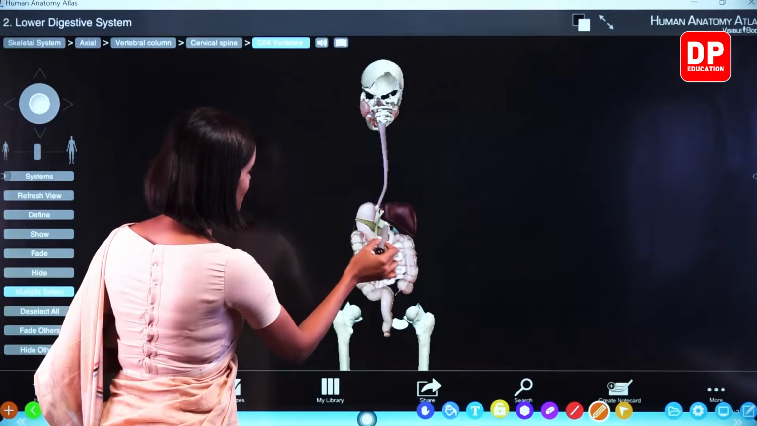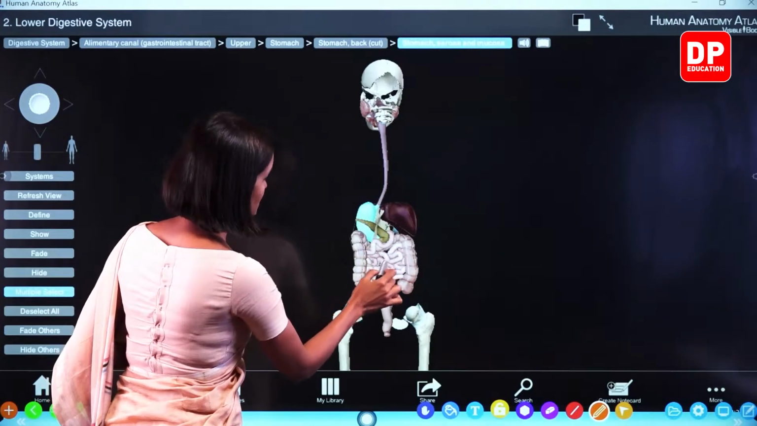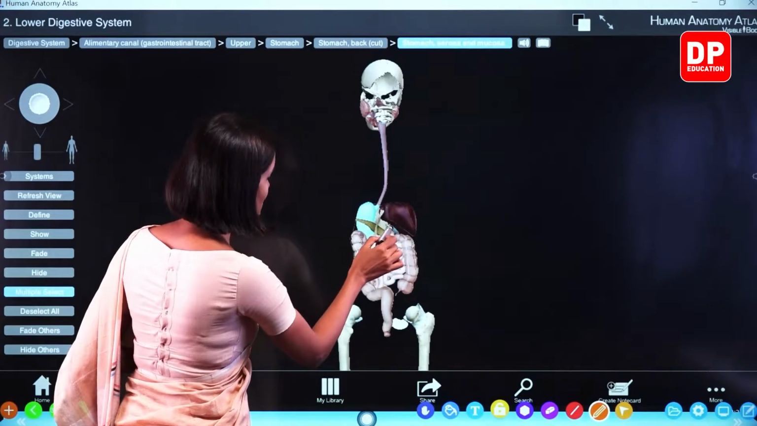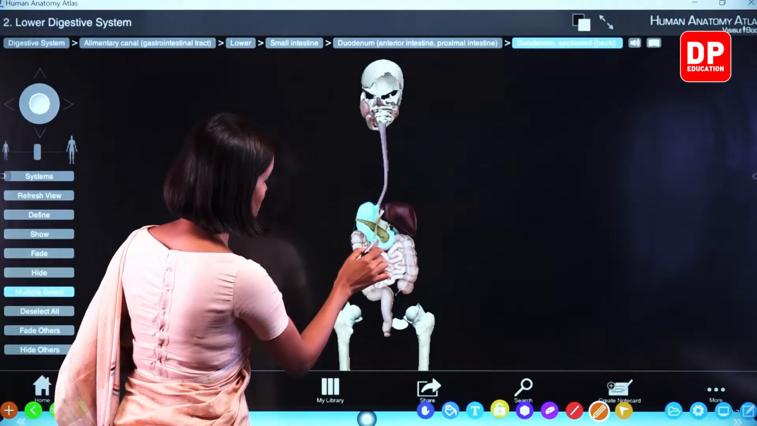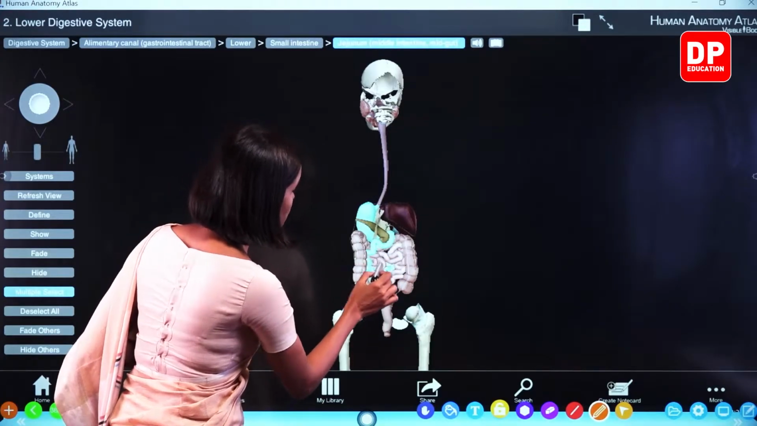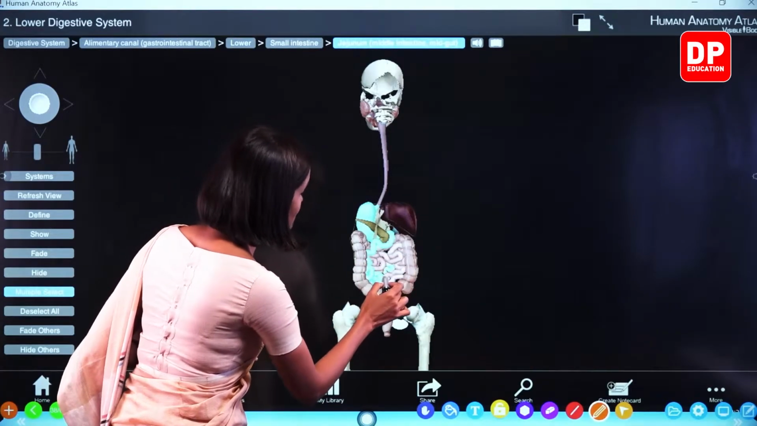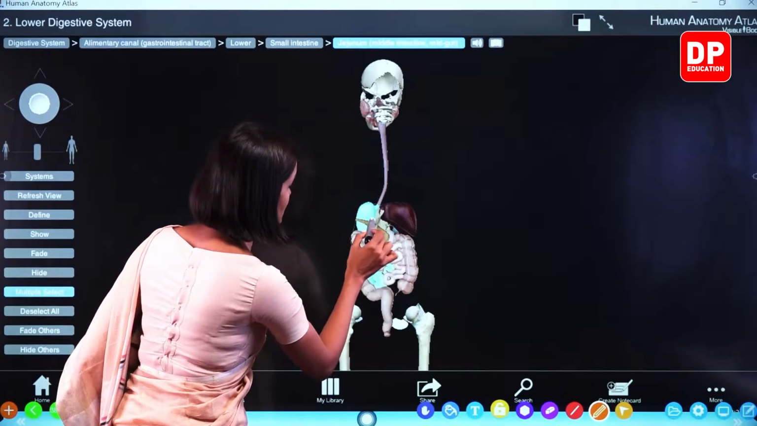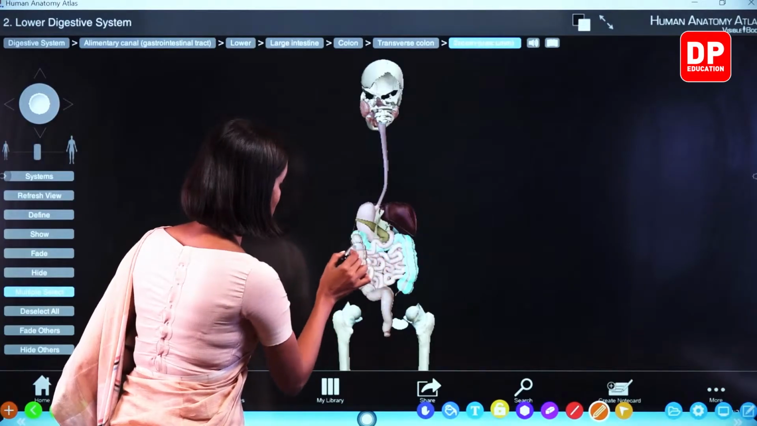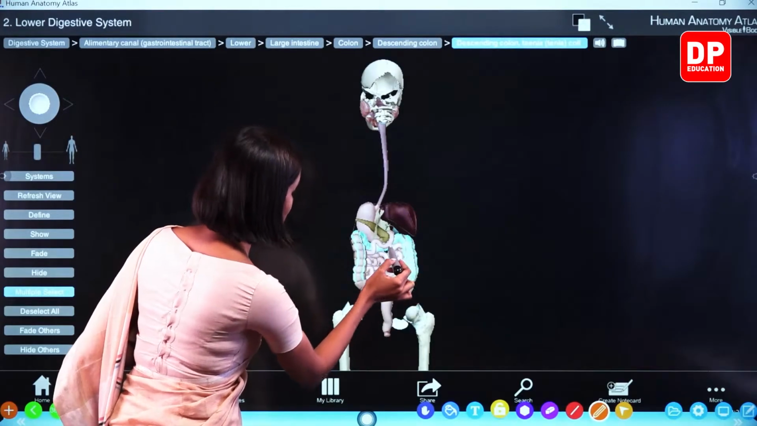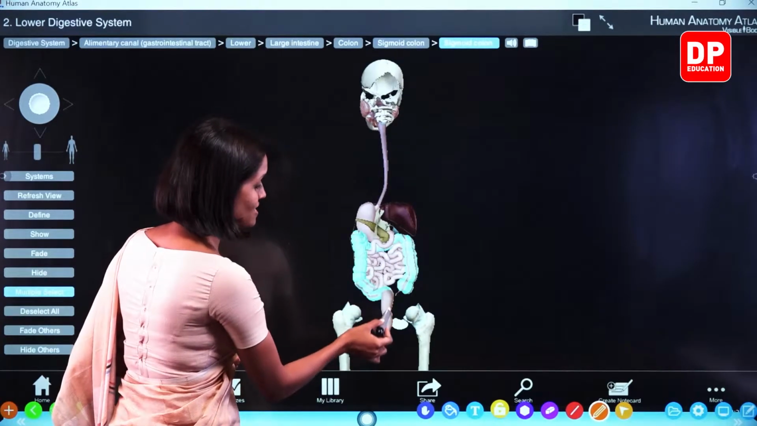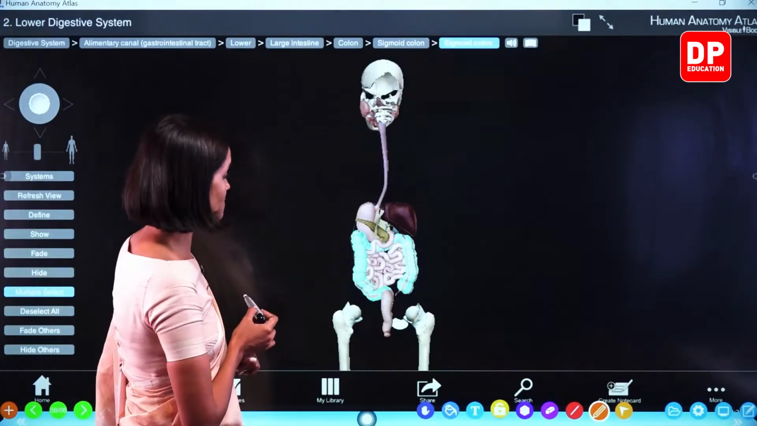So from here you all can see this is the small intestine. This tiny tubular structure is the small intestine. It connects to the stomach from here. And then, after going through the small intestine, food enters the large intestine. Now this is the large intestine. You all can see it goes from here around and comes back. And this path is known as the rectum, and this is the anus.